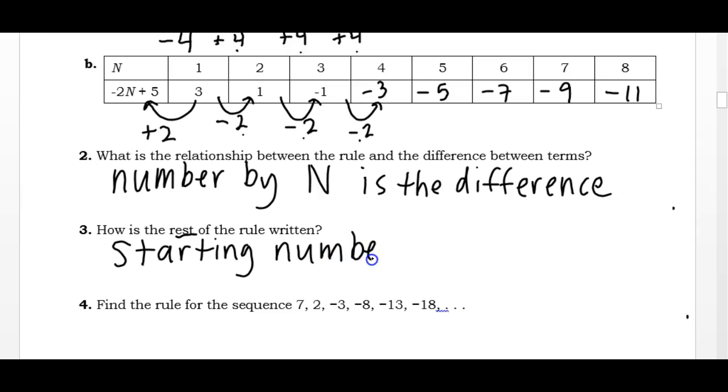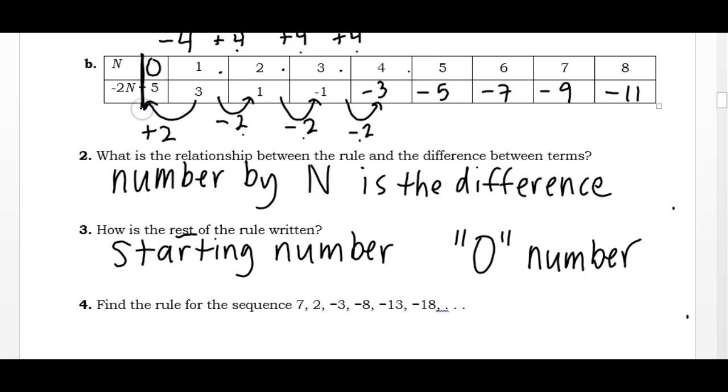or, for lack of a better word, the 0 number. If you can see, this is number 1, number 2, number 3, number 4. The 0 number, if I had such a column, the 0 number would be 5. So the number in front of the first number in the pattern.